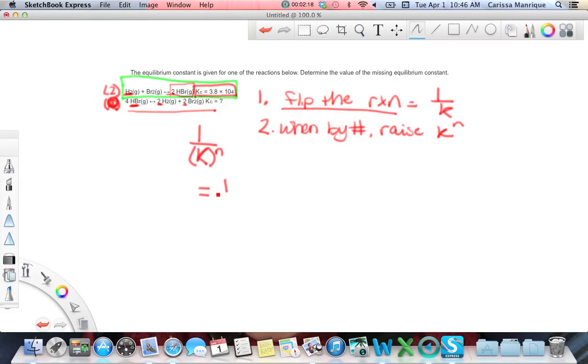So I'm going to have 1 over K, so 3.8 times 10 to the 4th. And then I'm going to raise it to which number? 2, because that's what I multiplied the above reaction by. So when you do 1 divided by 3.8 times 10 to the 4th, and square that, you're going to get 6.9 times 10 to the negative 10.